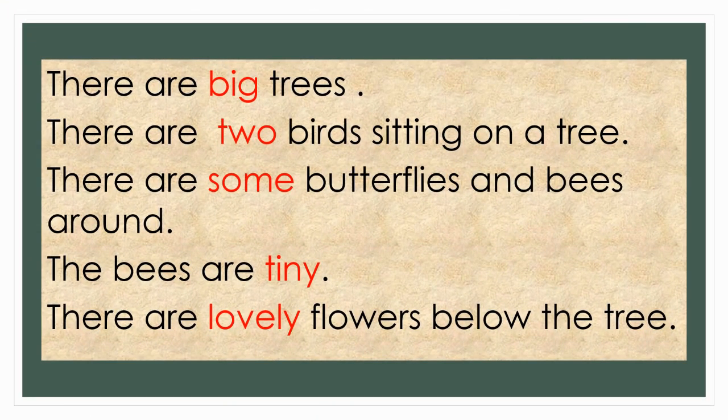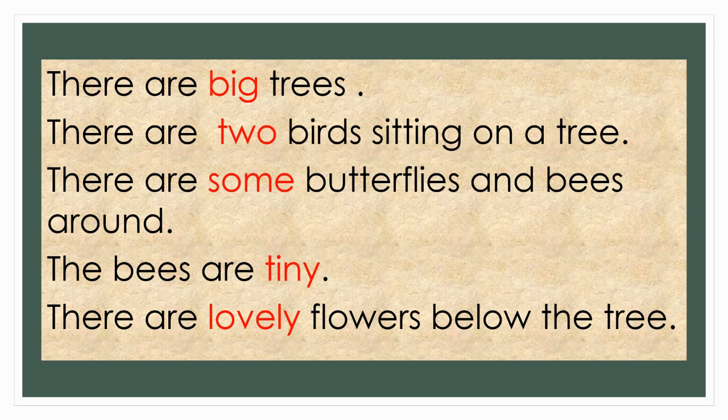Here are the sentences used to describe the second picture. The sentences are: there are big trees. There are 2 birds sitting on a tree. There are some butterflies and bees around. The bees are tiny. There are lovely flowers below the tree. Now, let's see the adjectives in the sentences.